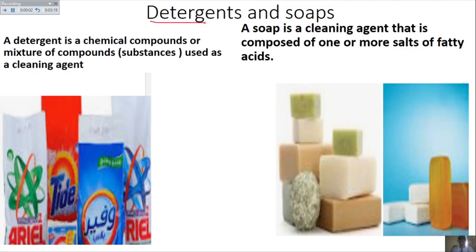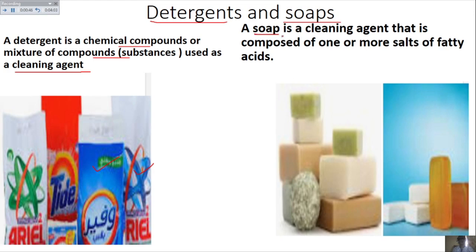Now, let's talk about detergents and soaps. What are detergents? A detergent is a chemical compound, or a mixture of compounds, used as a cleaning agent. Chemical compounds, we're talking about compounds that are chemically combined together, and we use them as a cleaning agent. E.g., our normal detergent that we use to wash, Omo and the likes. We call them detergents.